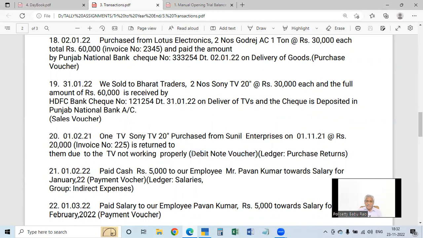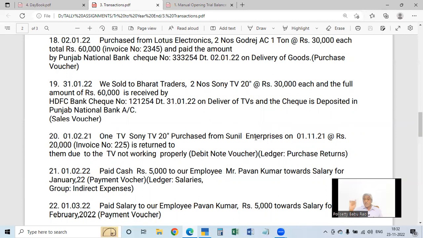If it is not activated, we have to activate it in F10, all other features, all other vouchers. There you double click and it will be activated. Here you have to enter the debit note, and when entering the debit note, Sunil Enterprises will be written, because it is a credit purchase. Enter that party's name.